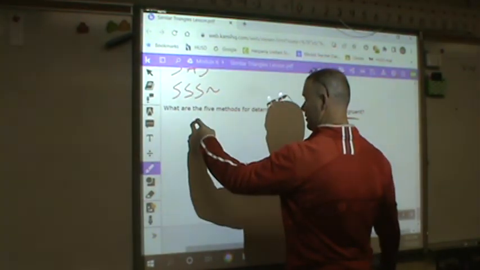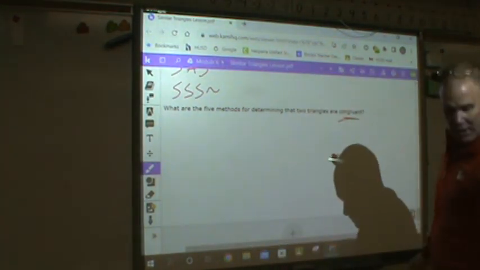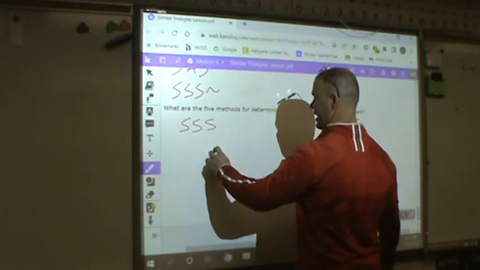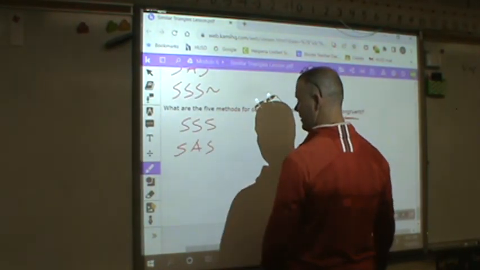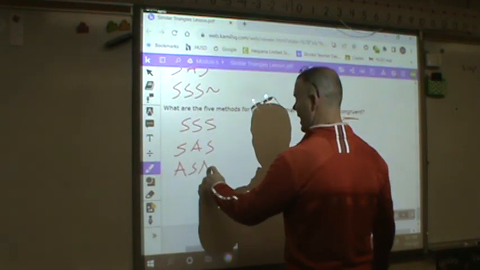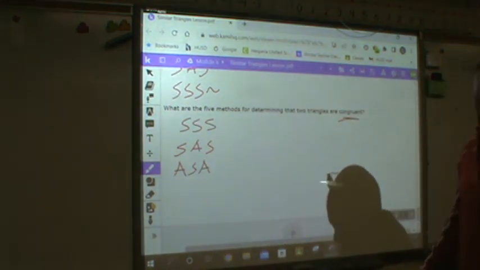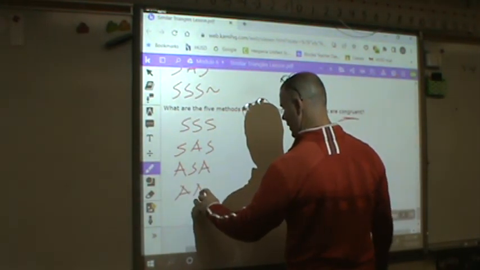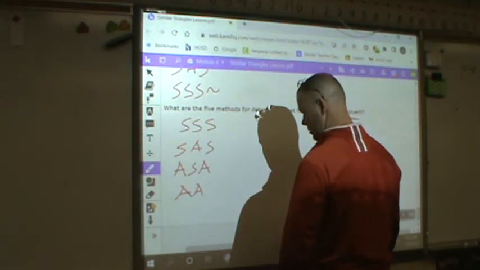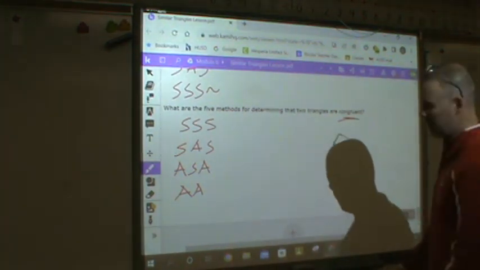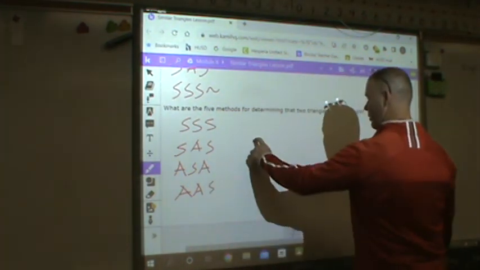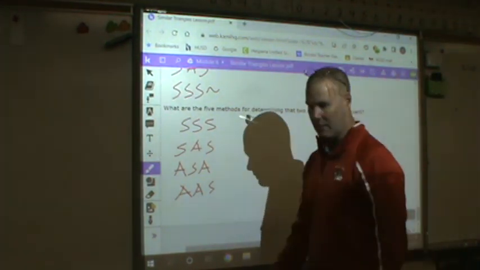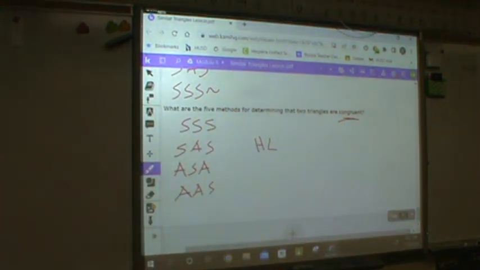Okay? Your 5 methods for determining that two triangles are congruent are side, side, side, side, angle, side, angle. And we didn't talk about the other 2 a lot. We did mention it once. We have angle, angle, side, and we have hypotenuse, leg, which we don't talk about hypotenuse, leg a whole lot. So anyway, there's your notes for Friday.